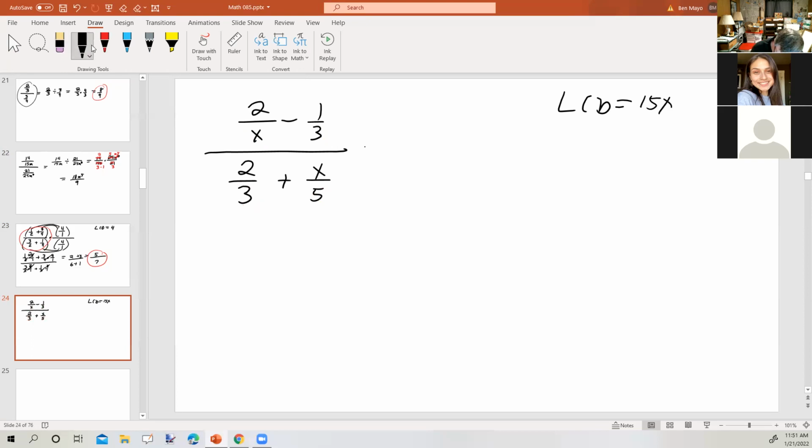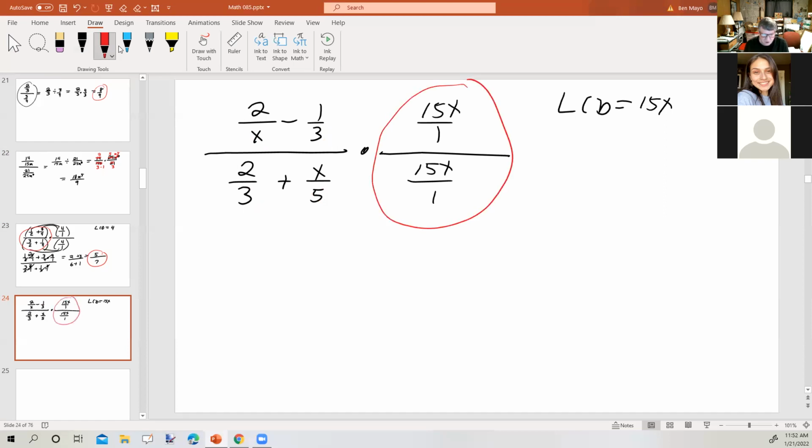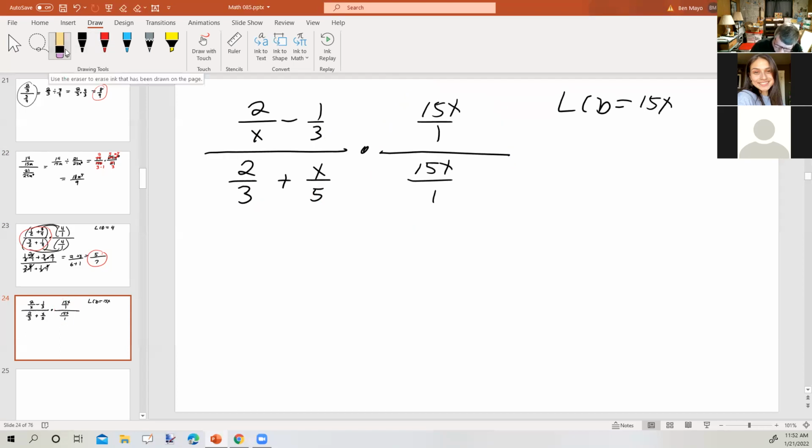So I'm going to multiply the top and the bottom of this complex fraction by 15x. So by 15x over 1 divided by 15x over 1. Basically, this whole thing right here is just 1, if you reduced it all down, and that's legal. We can multiply the top and the bottom of a fraction by 1. So now, again, we're going to distribute.